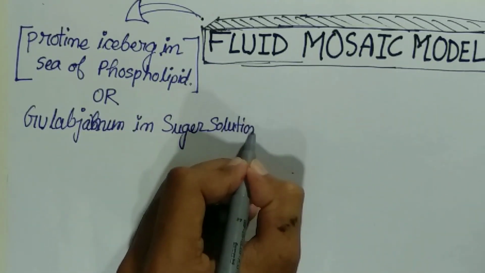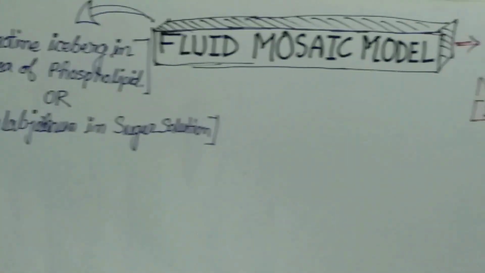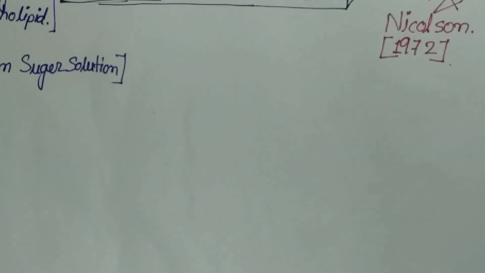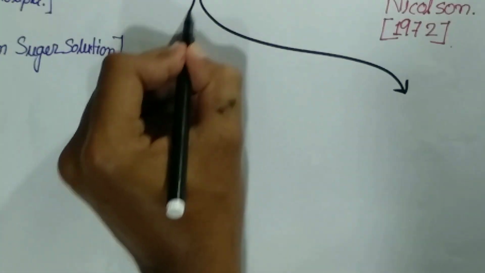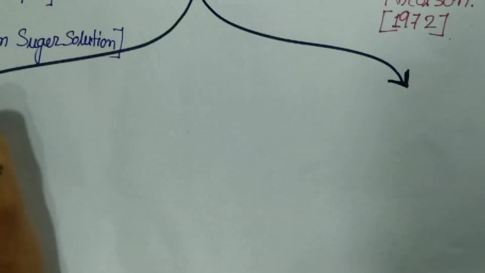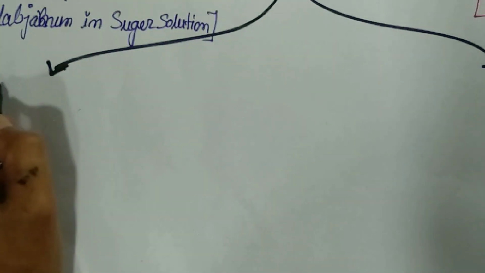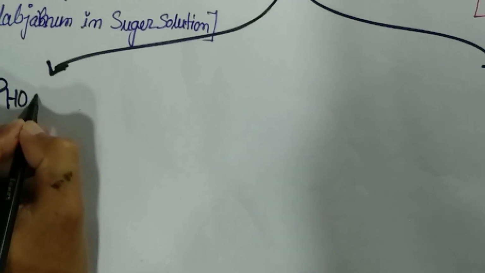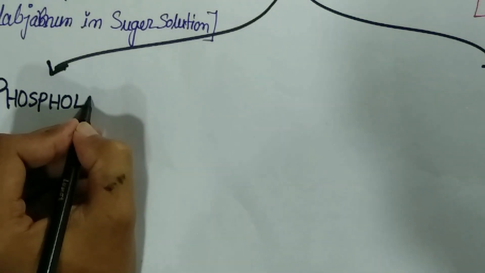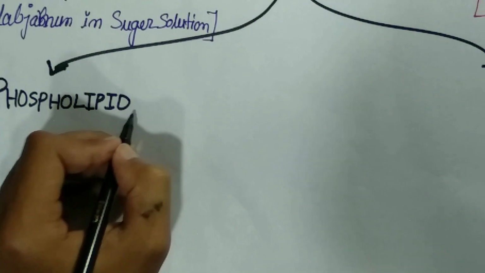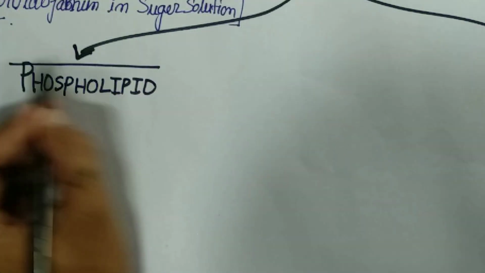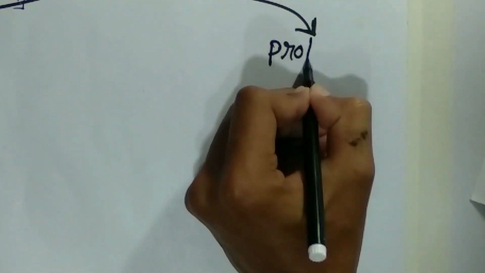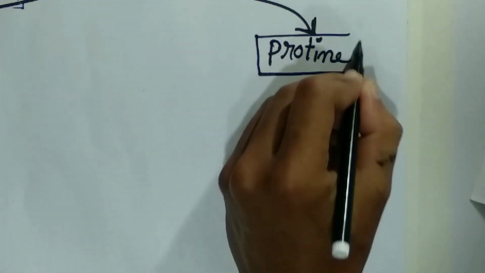We will discuss the fluid mosaic model in two parts: one is the phospholipid and the other is the protein. At first, we will discuss the phospholipid.